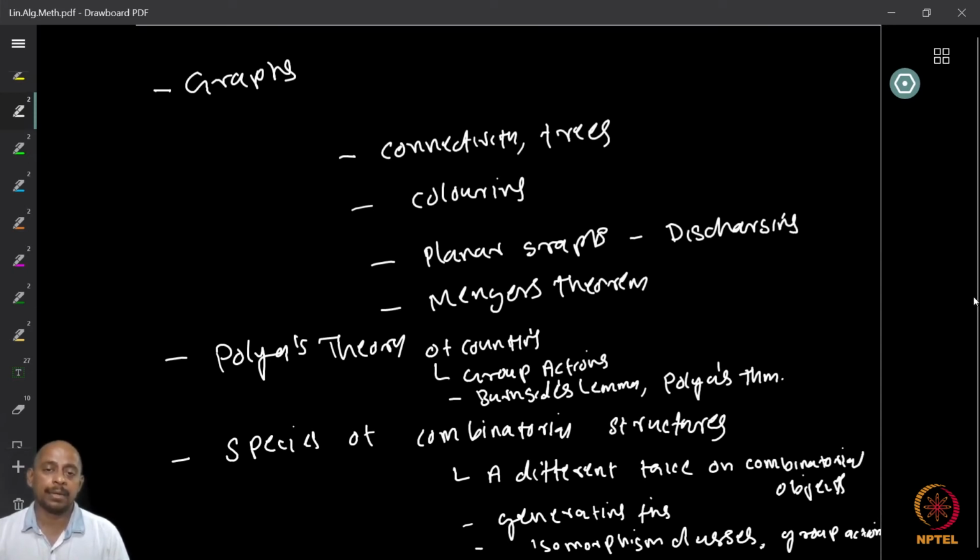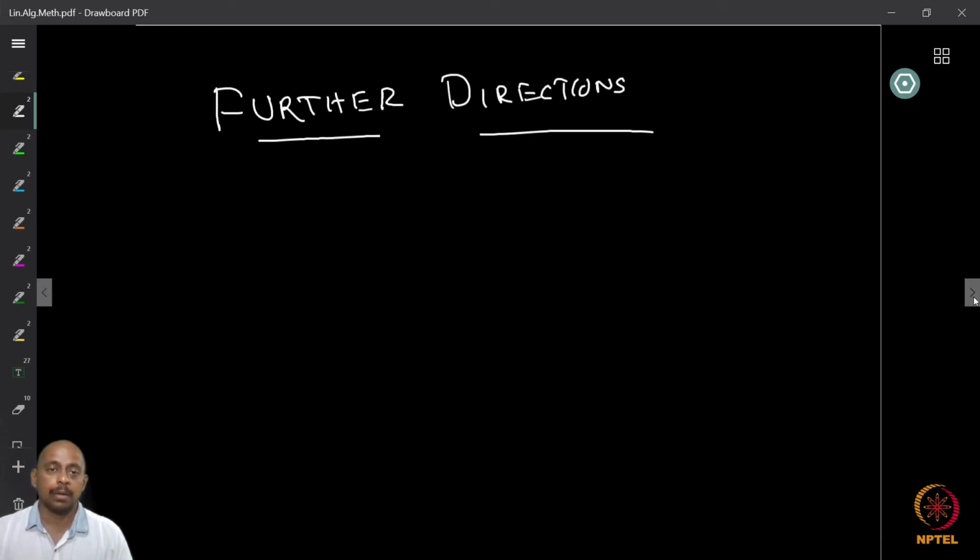But now let me introduce a few advanced topics, courses that you can take later, or at least things that you can read on your own related to combinatorics. There are several areas of combinatorics now, and what I'm going to do is to present a list of them, and then introduce a couple of them, and then that's where we stop. Okay, so here are the further directions.